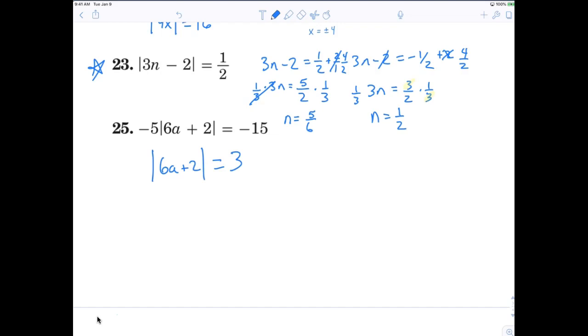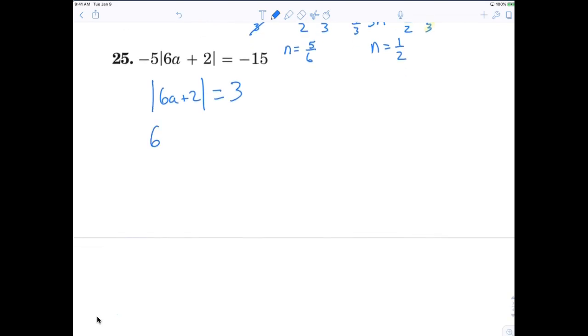Now, the two equations again. 6a plus 2 equals 3. 6a plus 2 equals -3. Subtract 2 from both sides. So 6a equals, somebody tell me, 1. Now what do I do to both sides? Come on. What do I do? Divide by 6. So a equals 1 over 6.